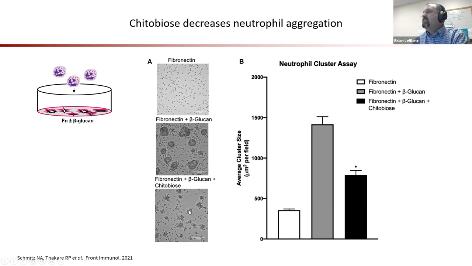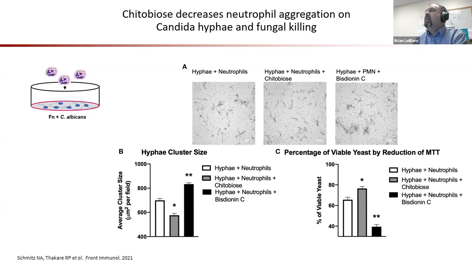I apologize. These clusters are much smaller compared to the clusters you see on the fibronectin beta-glucan, and quantitation shows that it's a significant decrease. So it looks like chitobiose does interfere with the CR3 response of the neutrophil. So that was against a simplified hyphae. Then we looked at what happens when you add true hyphae.